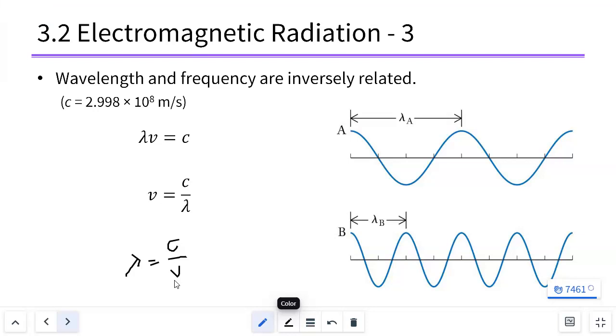So, since the speed of light is a constant, it's pretty rare that we're going to need to calculate it. Chances are good we're going to use one of these other two equations. If I need the frequency, I take the speed of light and divide it by the wavelength. If I need the wavelength, I take the speed of light and divide it by the frequency.